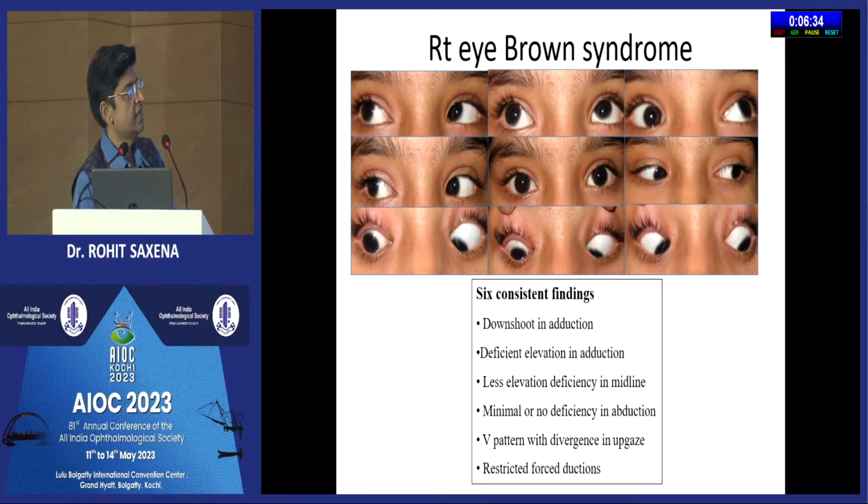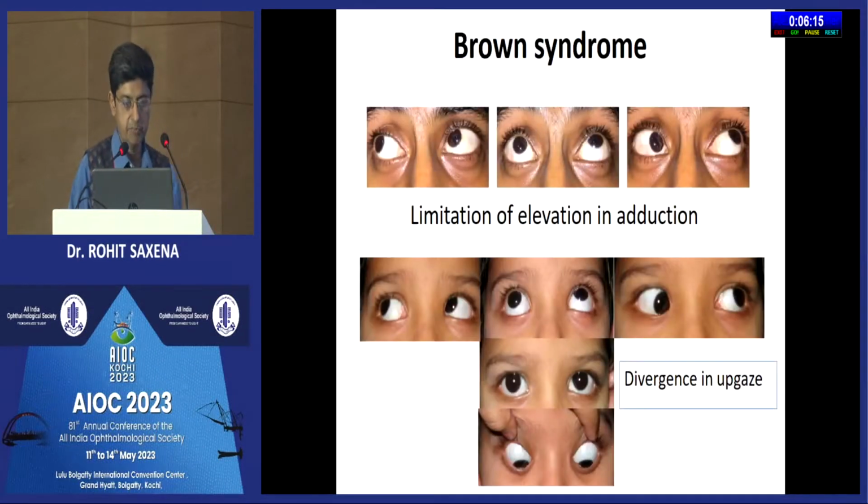So this is the classical feature. There'll be a downshoot in adduction. There is a deficiency in elevation and adduction. There is a limitation of elevation in adduction, but there is no significant elevation deficit in abduction. There is a V or a Y pattern, and the forced duction test is positive.